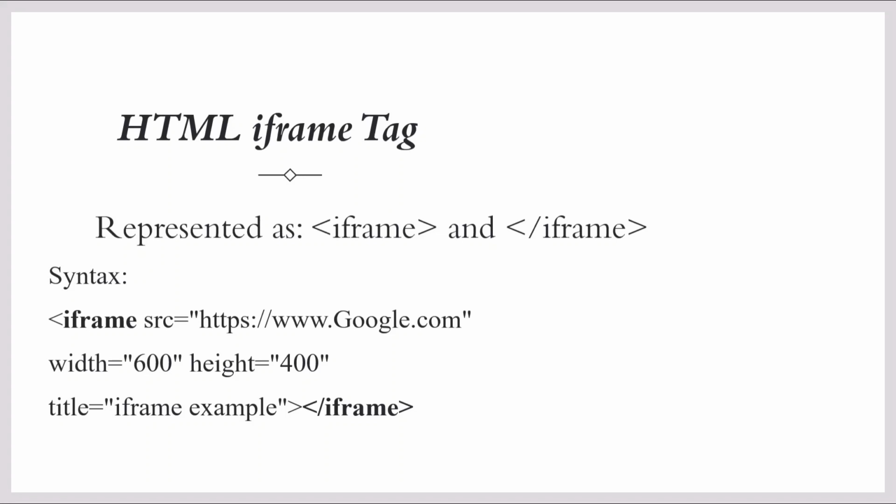Here, the src attribute indicates the URL of the content you want to embed into your page. You can also set the width and height attributes to control the size of the frame. It is a good practice to always include a title attribute for the iframe. This is used by screen readers to read out what the content of the iframe is.